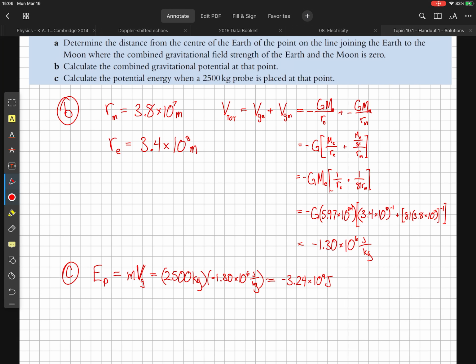Basically, we just find our values for our gravitational potential from the chart. We're given this value, 7.5 times 10 to the 6 meters. So we looked that up on our chart, and we find that the gravitational potential at that point is negative 7 times 10 to the 9 joules per kilogram.